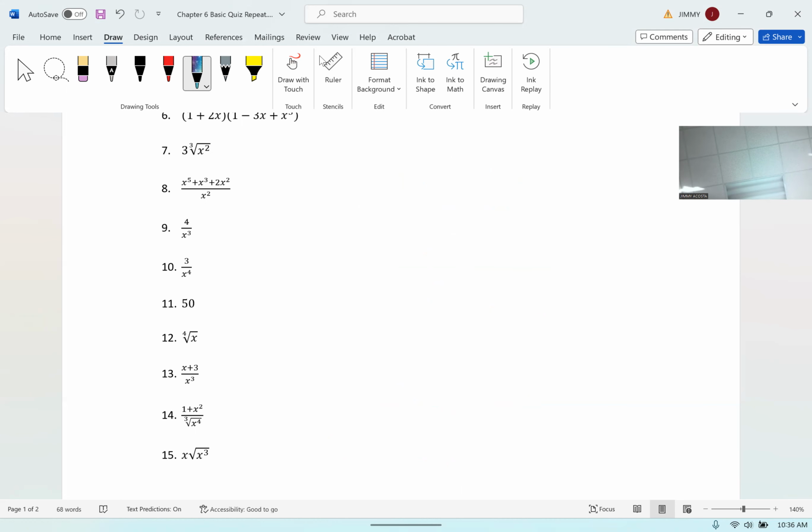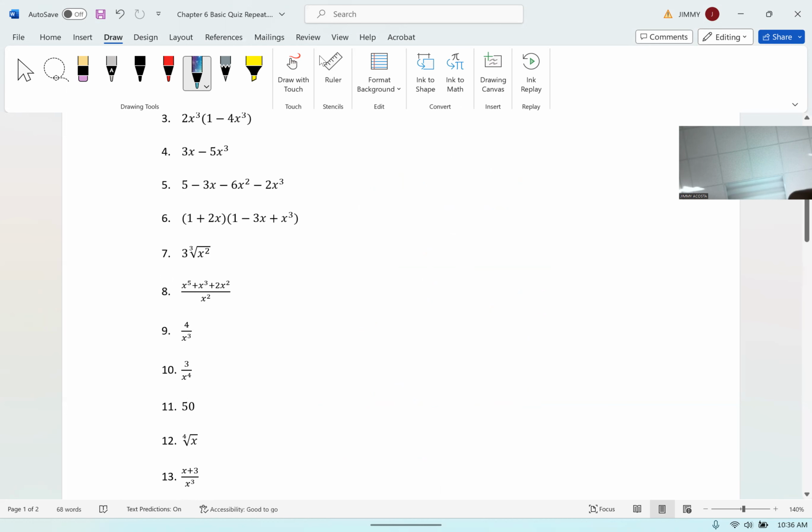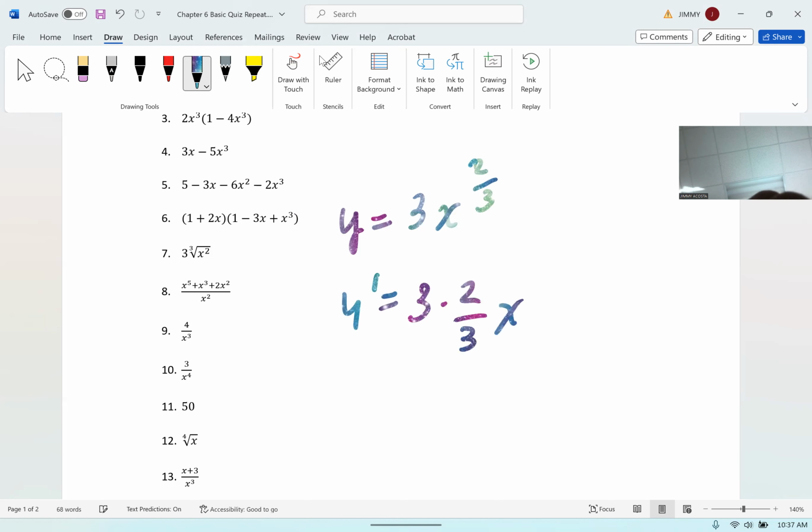So number 7, well, basically you just rewrite this. I would rewrite it as 3x to the 2/3. And then you just take your derivative. y prime equals 3 times 2/3 x to the 2/3 minus 1. And that just comes out to basically 2x to the negative 1/3. You should be able to check your math on that.